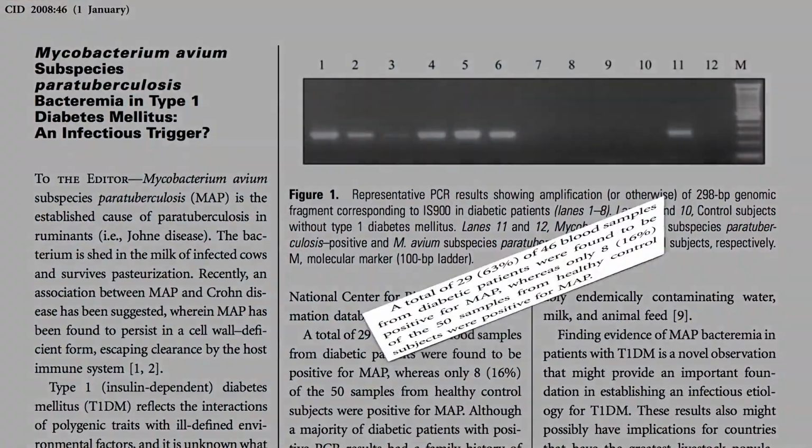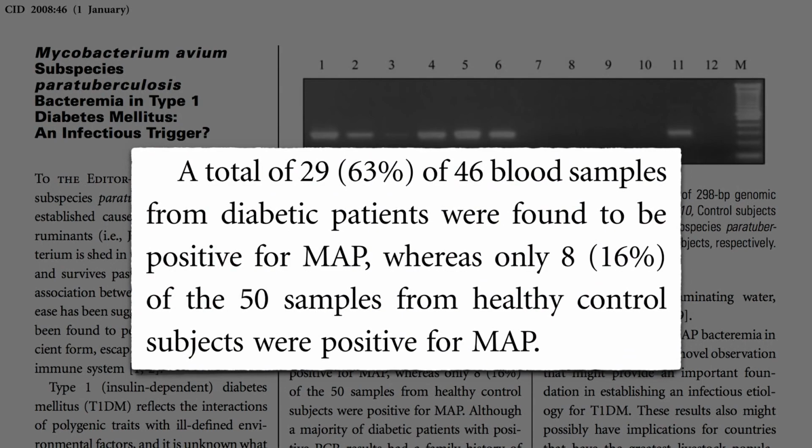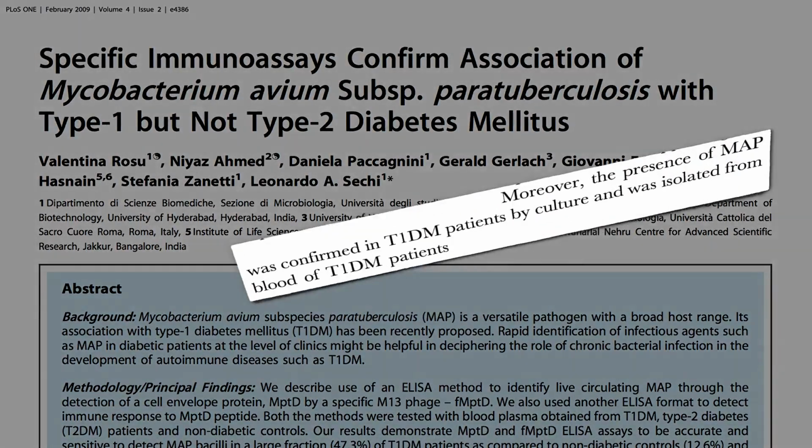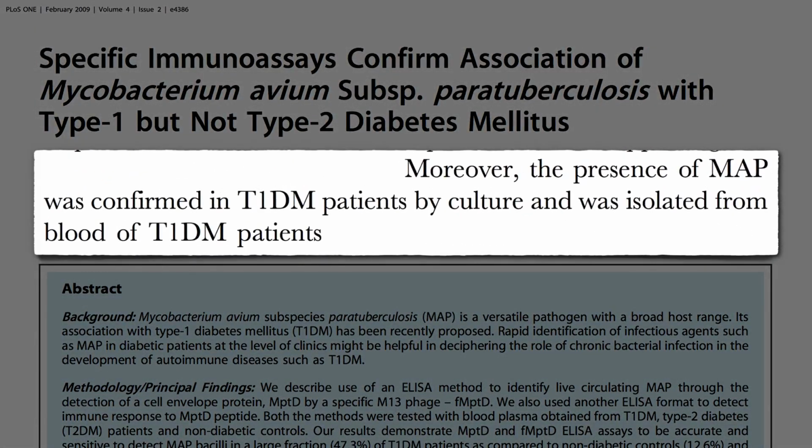The compelling finding of MAP bacteria circulating disproportionately within the bloodstream of type 1 diabetics was subsequently confirmed by culturing it straight out of their blood. But just because being infected and type 1 diabetes appeared to go together, we don't know which came first. Yes, maybe infection made kids more susceptible to diabetes, but maybe the diabetes made kids more susceptible to infection. Maybe this bug just likes hanging out in sugary blood.